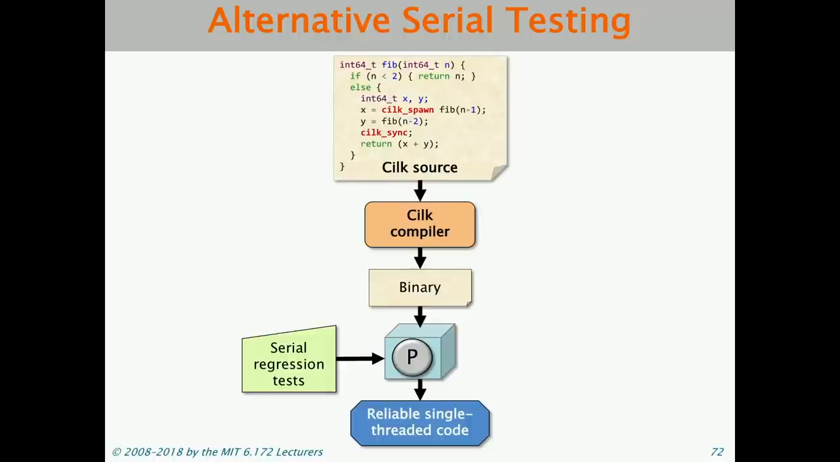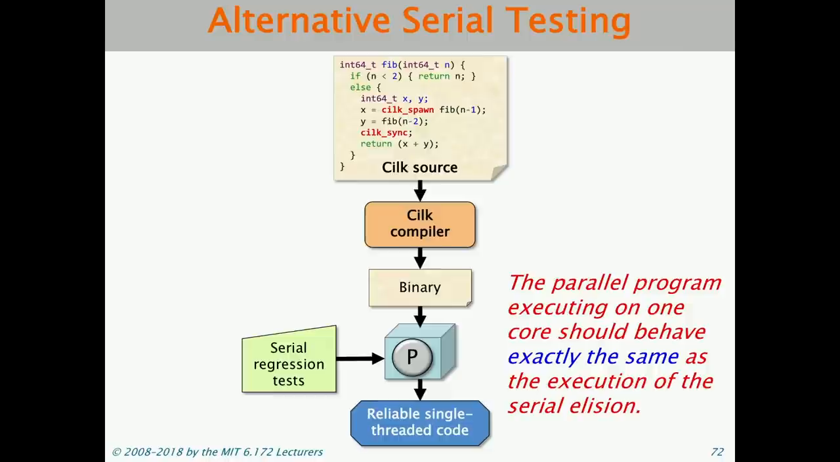Another way to do this is you can actually just compile the original Cilk code, but run it on a single processor. There's a command line argument that tells the runtime system how many processors you want to use. If you set that parameter to one, then it will only use a single processor. And this allows you to benchmark the single-threaded performance of your code as well. The parallel program executing on a single core should behave exactly the same way as the execution of the serial elision. So that's one of the advantages of using Cilk.